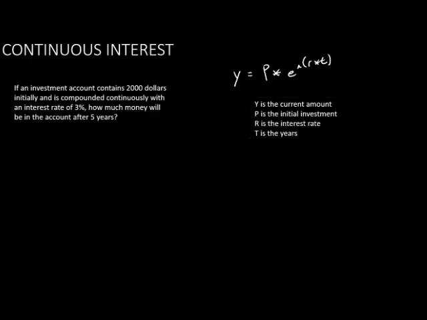For those of you who have not seen lowercase e before, lowercase e is an irrational number. This irrational number is also called Euler's constant. This is an irrational number similar to pi in that it has an endless number of digits. Euler's constant is roughly 2.72.